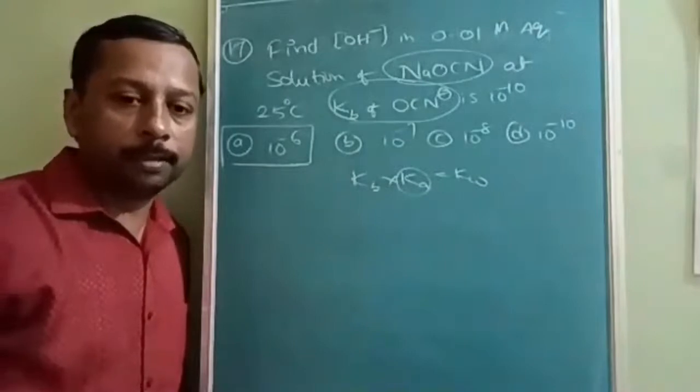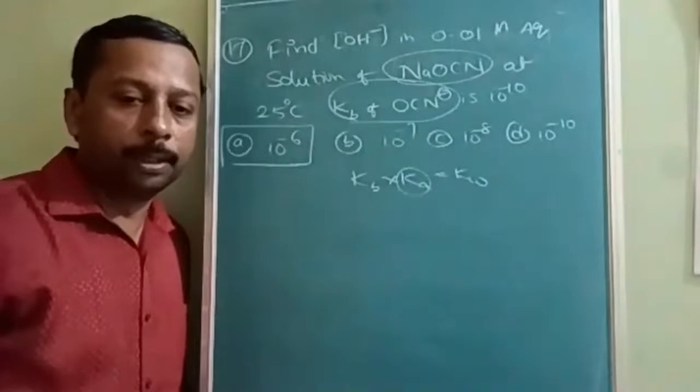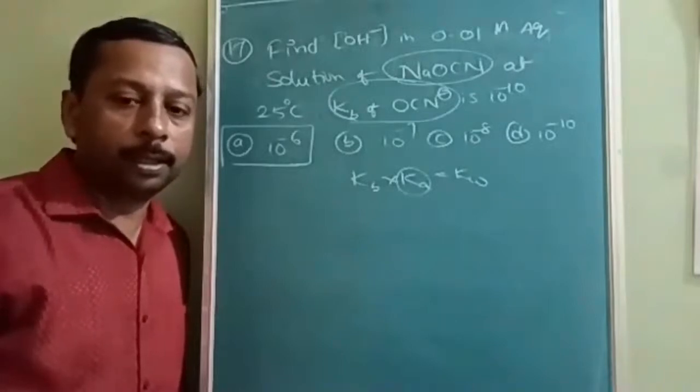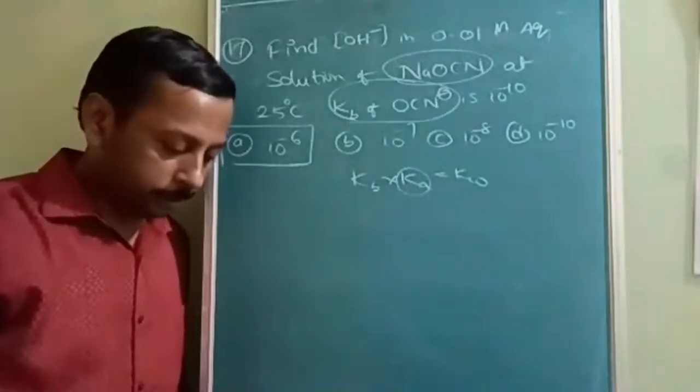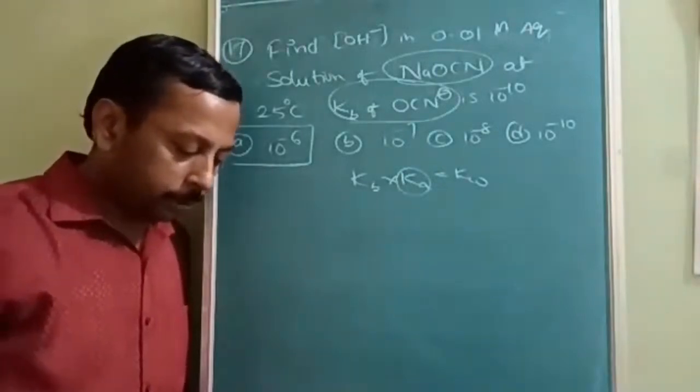Subtracting from 14, you will get pOH. From pOH you can find out the OH concentration, which will be 10 to the power of minus 6. I think you will get that answer only.